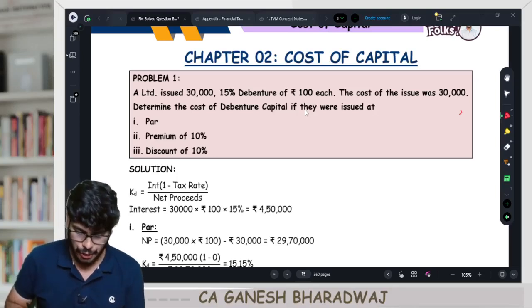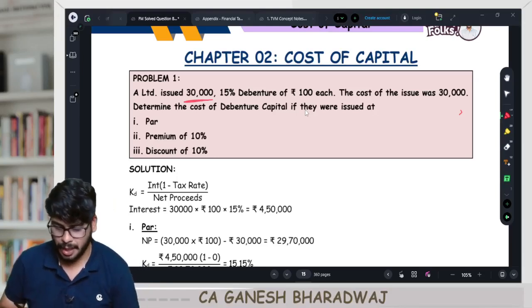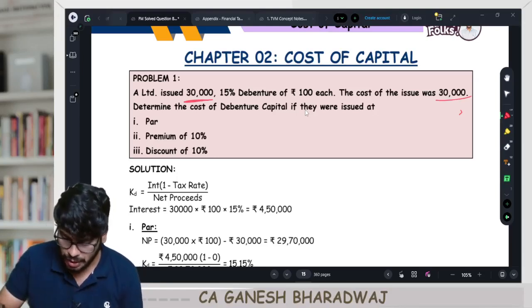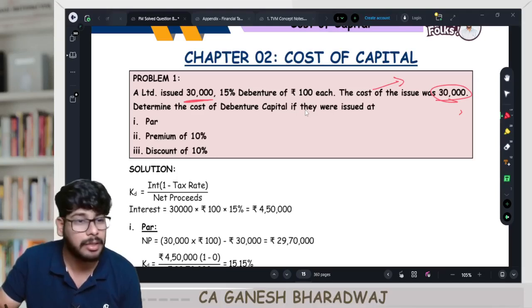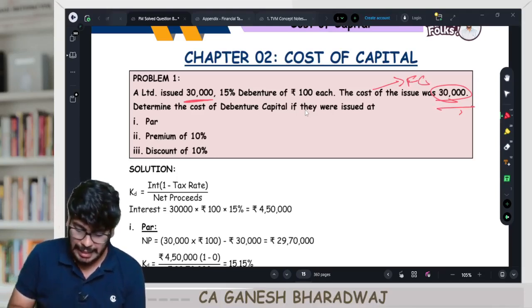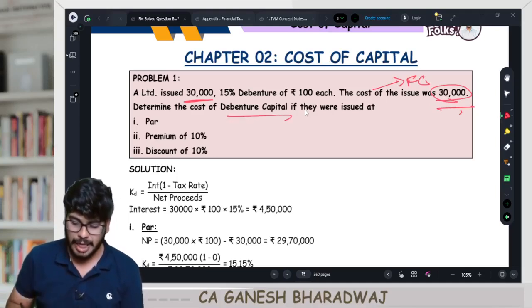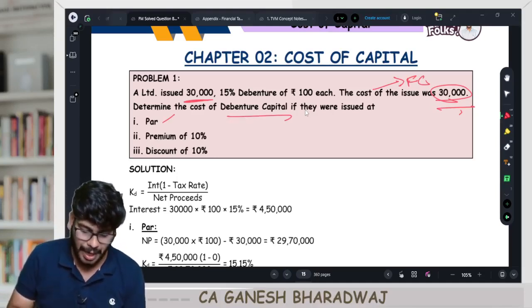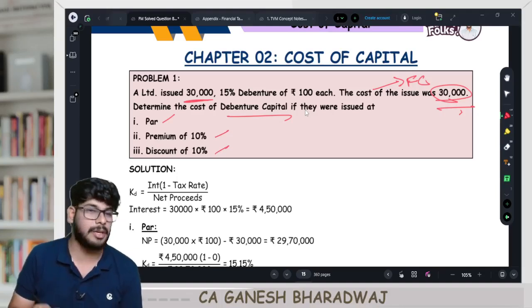A Limited issued 30,000 15% debentures of rupees 100 each. The cost of the issue was 30,000 rupees. Cost of issue means what? It is going to be flotation cost. Determine the cost of debenture capital if they were issued at scenario 1, par, scenario 2, premium, and scenario 3, a discount.